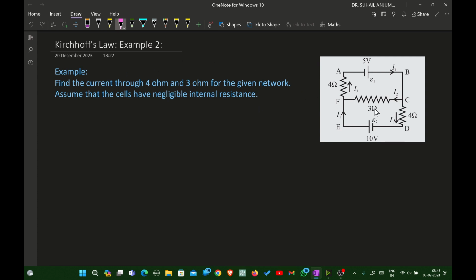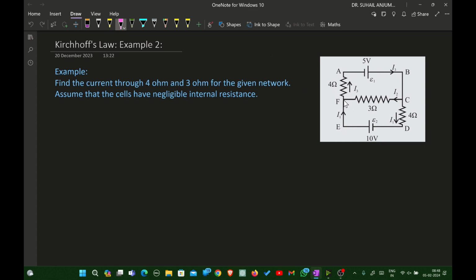So this diagram is given to us. We have to find out the current through the 4 ohm resistance, that is this one and this one, and also through the 3 ohm resistance, that is nothing but this one. So we have to find out this I1, I2 and I3. All these three currents we have to find out. For this purpose, we can apply KVL and KCL at different points.